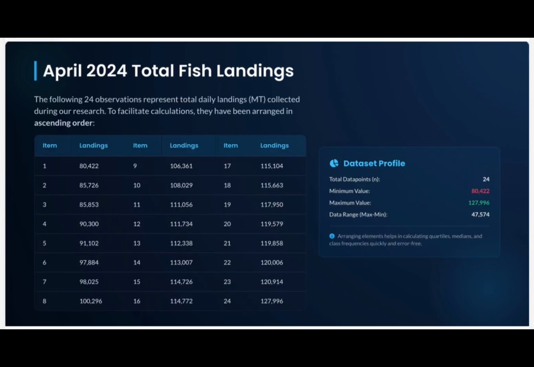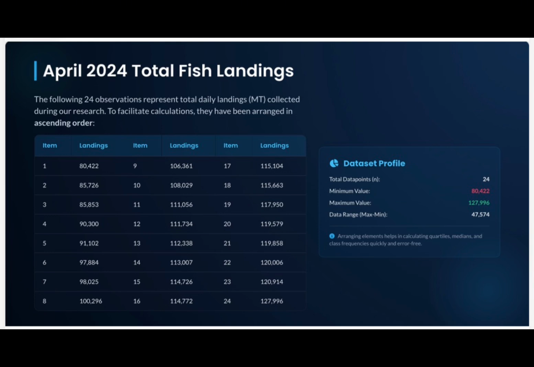As you can see on the slide, our research collected a total of 24 daily observations, measured in metric tons. To ensure our calculations are straightforward and error-free, we have pre-arranged these 24 data points in ascending order. Let's look at our dataset profile.